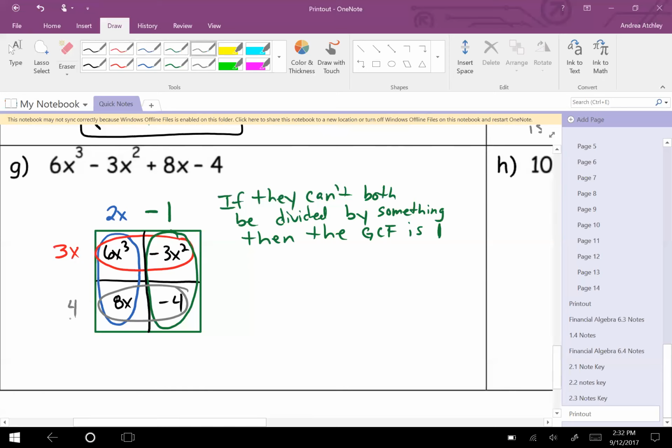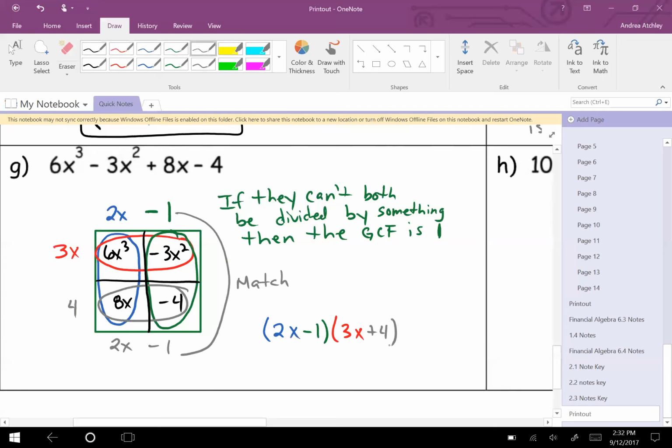Okay, then we're going to check. I'm going to divide 8x divided by 4 and get 2x. And negative 4 divided by 4 and get negative 1. And again, those two should match. If they don't match, I've done something wrong. Go back and check it, or it can't be factored. So my factors now are the 2x minus 1 times the 3x plus 4.